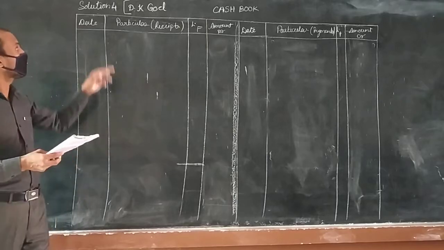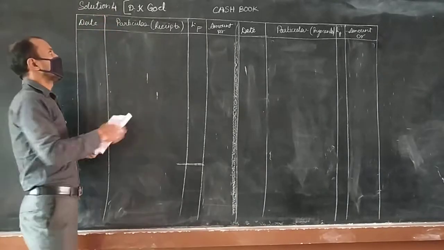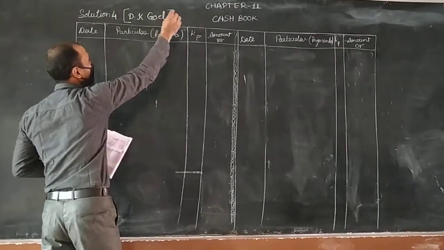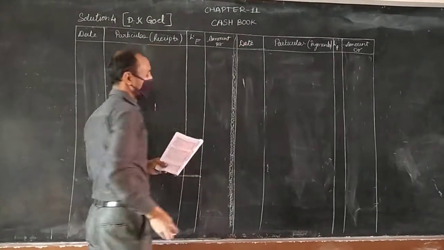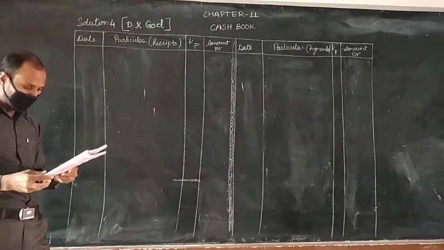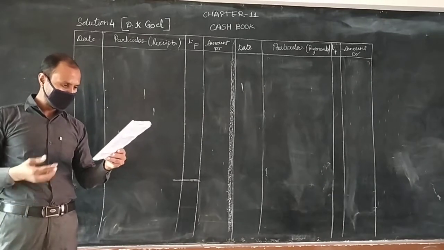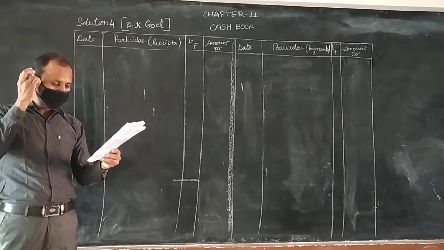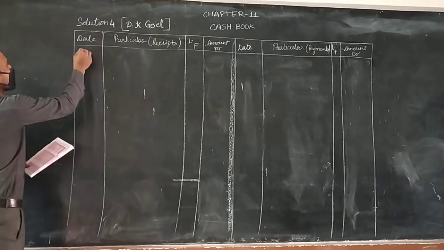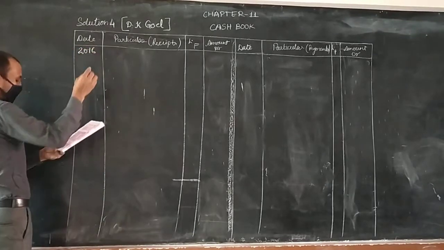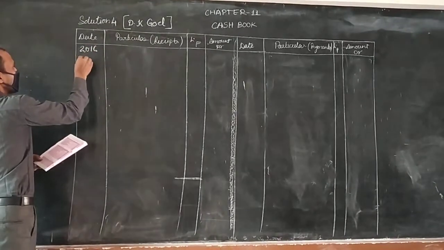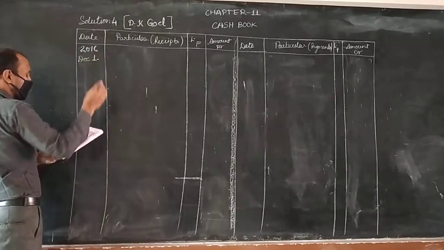Start with question number 4. Here you can see question number 4, and this question is from DK Goyal book. We have chapter 11, cash book. We have to pass the necessary entries in your single column cash book, and this year is 2016, and it is December 1st, month of December.